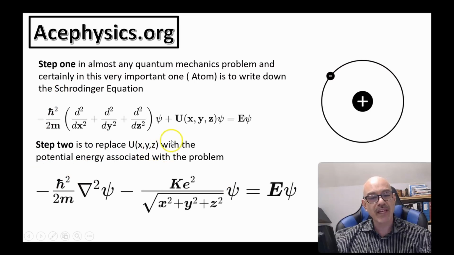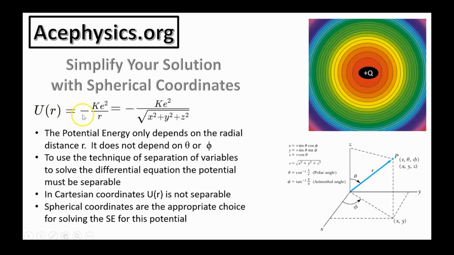Step 2 is to replace the potential energy with the potential energy associated with the problem. In this particular case, the problem that we're dealing with is the hydrogen atom, and so the U is going to get replaced with negative ke squared divided by the square root of x squared plus y squared plus z squared, and this is the Schrödinger equation for the hydrogen atom. Terrific! This is U of r, the potential energy associated with the hydrogen atom. And as you notice, the potential energy only depends on the radial distance r. There's no theta or phi dependence.